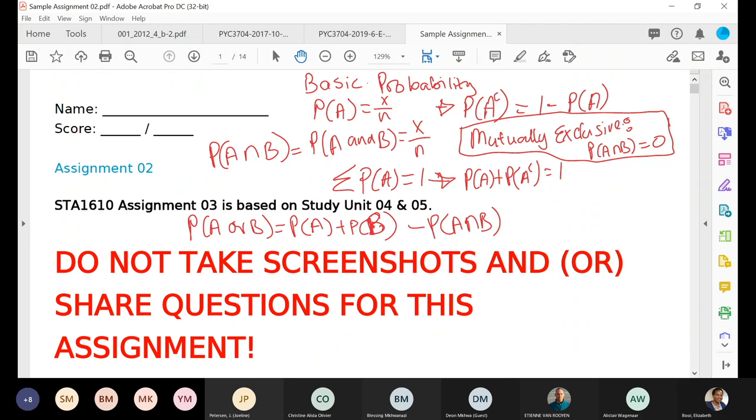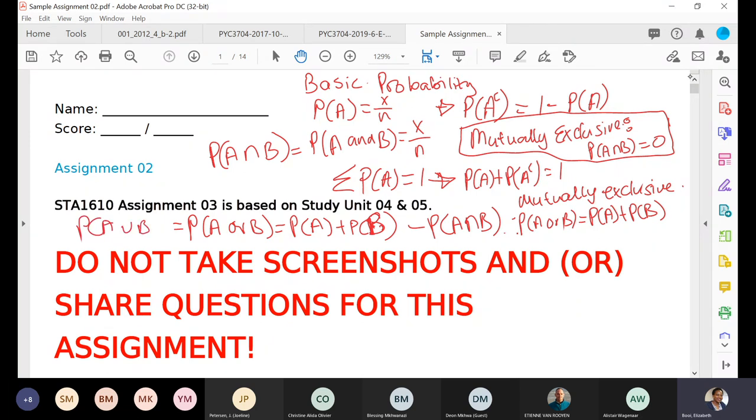That is for normal probabilities. If events are mutually exclusive, therefore the probability of A or B will be given by the probability of A plus the probability of B, because the probability of A and B, being mutually exclusive, is equal to zero. And also you must remember that the probability of A or B is the same as the probability of A union B, and can be written as such.